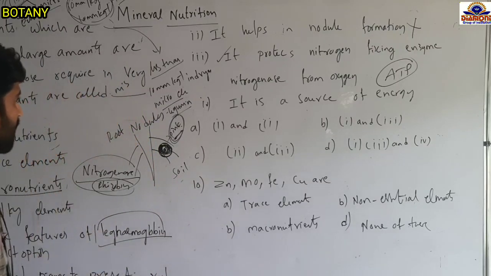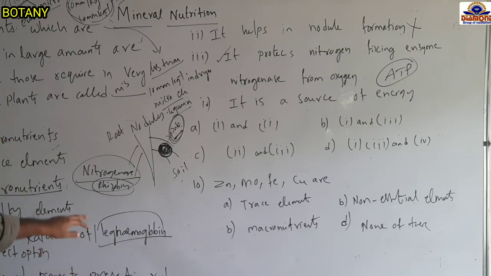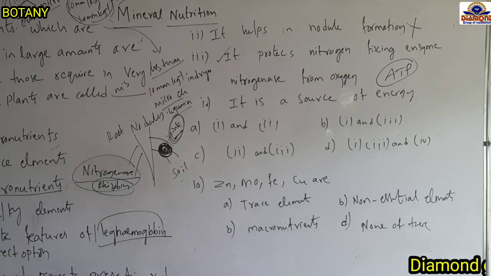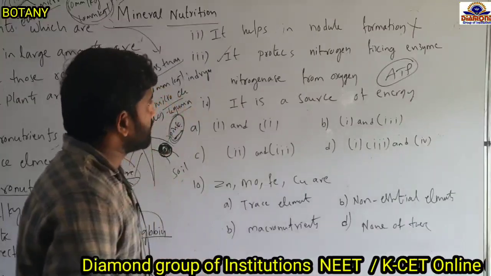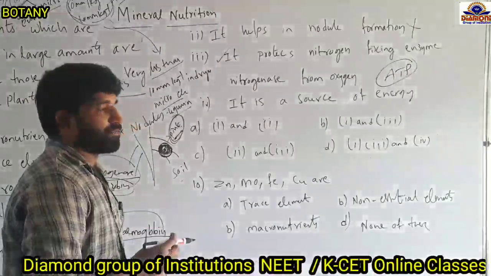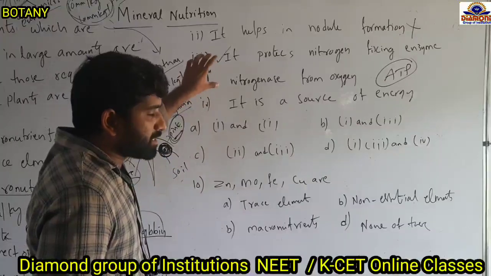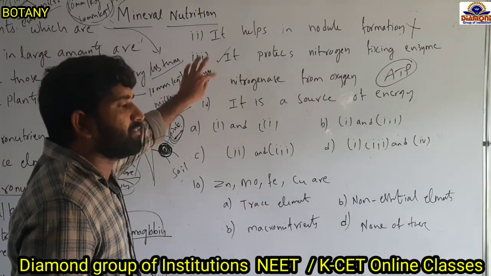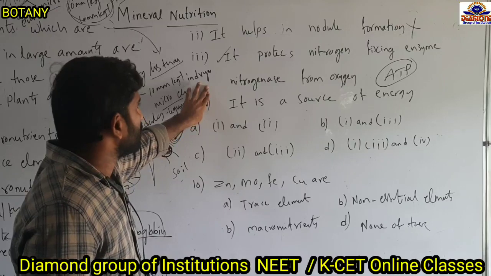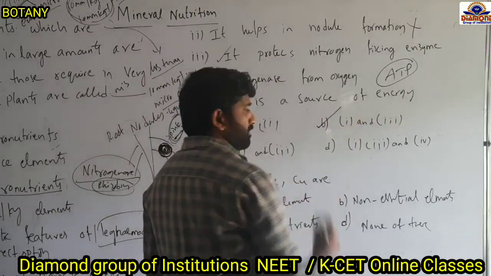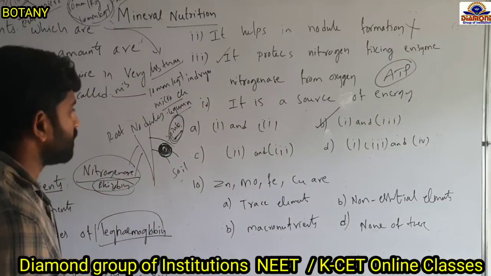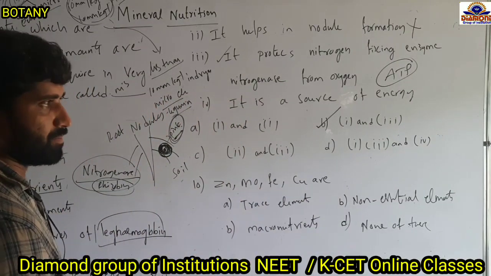So out of the given options, which are related or correct for the leghemoglobin pigments? Option 1, it is a pink color pigment present in the root nodules. Option 1 is correct. And also option 3, it protects the nitrogen fixing enzyme nitrogenase from the oxygen. These leghemoglobin pigments act as a scavenger of molecular oxygen. So options 1 and 3 are the correct statements. So answer B.